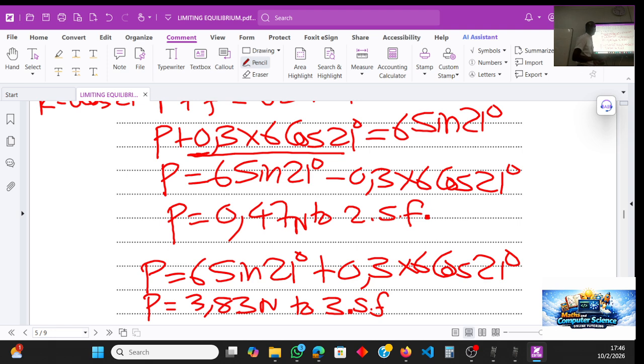It's another object on an inclined plane, and this one is a simpler one as compared to the first one where we have the pulling force also inclined at a certain angle.